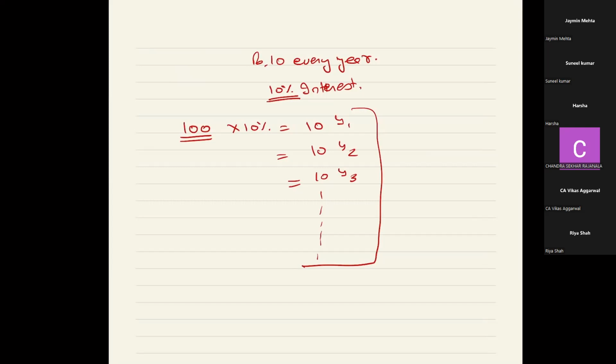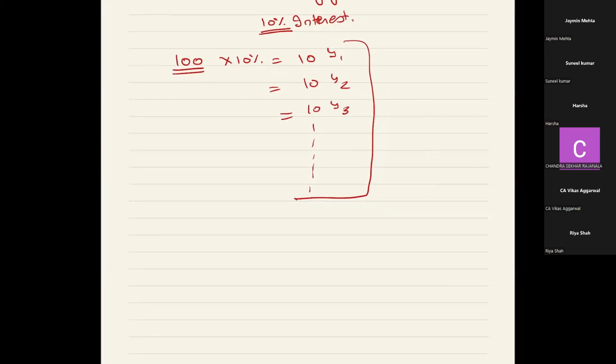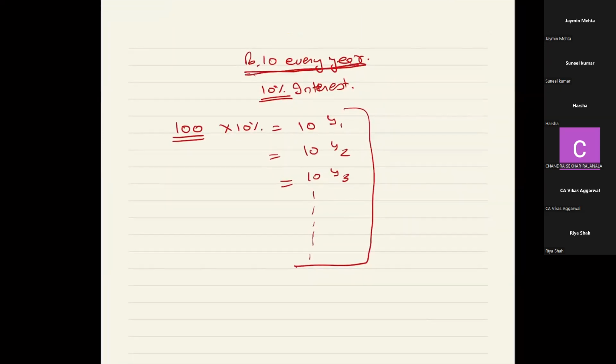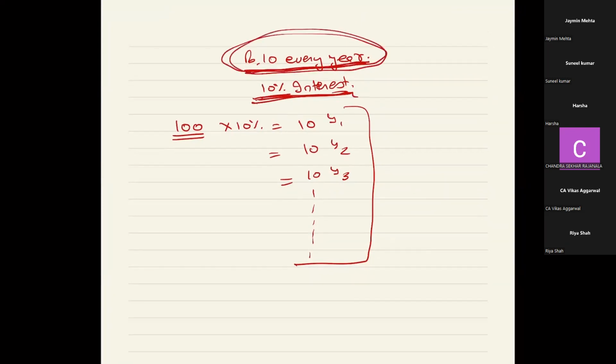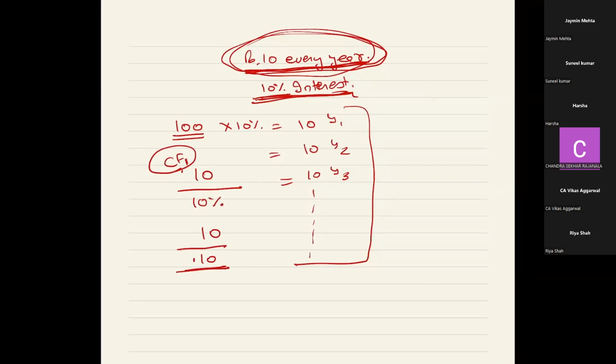Yeah. Then if the question says that you will get 10 rupees every year and 10% is the interest rate, how much you are going to invest today and what is the present value of all these 10 rupees today? So I have to divide this 10, which is the future cash flow, which I'll get at the year 1, by 10%. That is 10 divided by 0.10 is equal to 100.